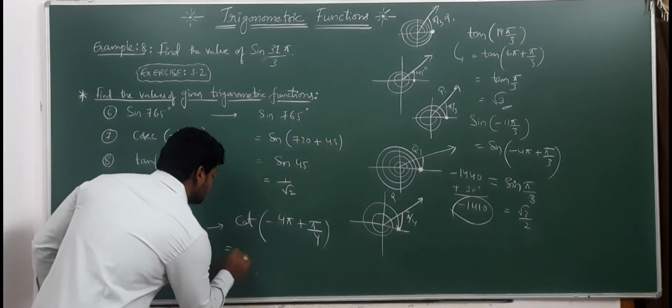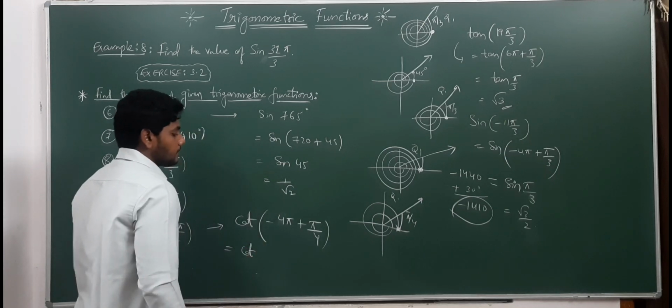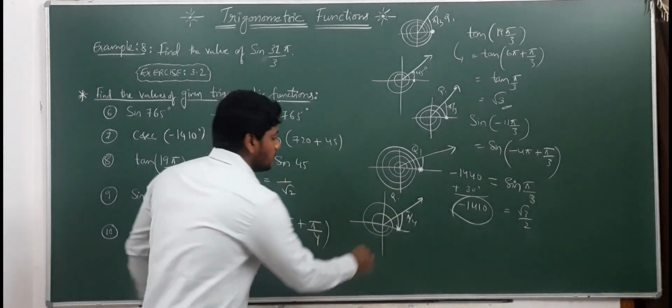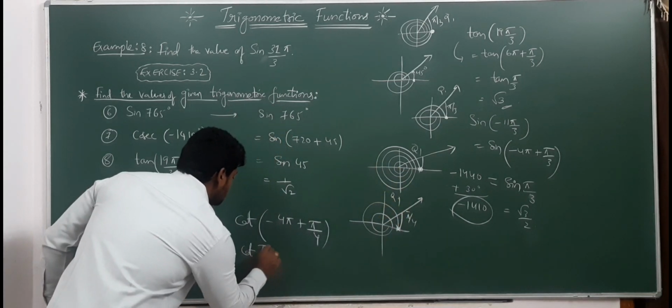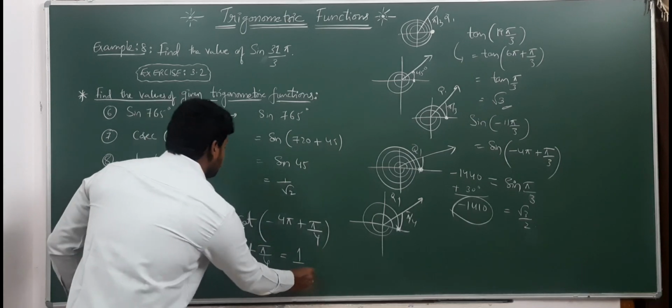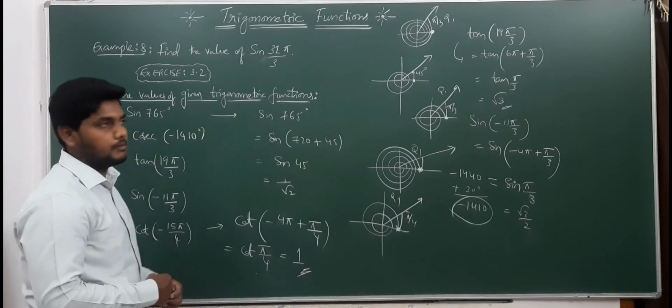Even angle means the function won't change, cot only. What is pi by 4? As it is in the first quadrant, it is plus cot pi by 4. What is the value of cot pi by 4? Which is equal to 1. So 1 is the value of cot minus 15 pi by 4.